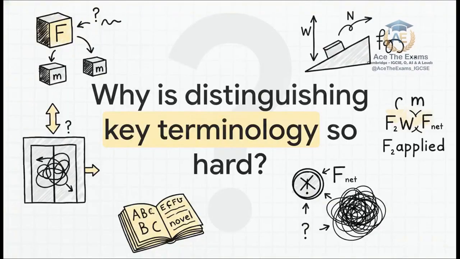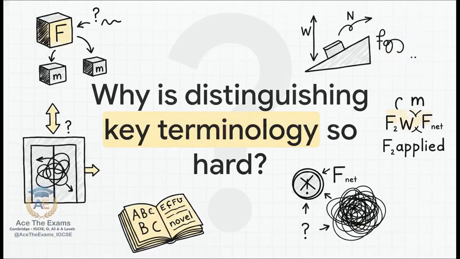It is genuinely fascinating how the Cambridge mechanics syllabus tests not just your ability to crunch numbers, but your ability to read carefully and decode terminology under pressure. So why do students find the distinction between key terminology so incredibly hard? I want you to actively think about this for a second. Put yourself in the exam hall. When you look at a question involving an object moving on an inclined plane, or maybe an elevator accelerating upwards, what is the very first thing that goes wrong?